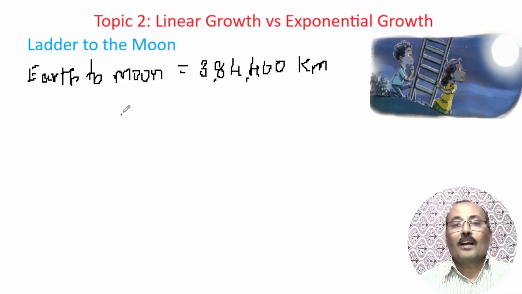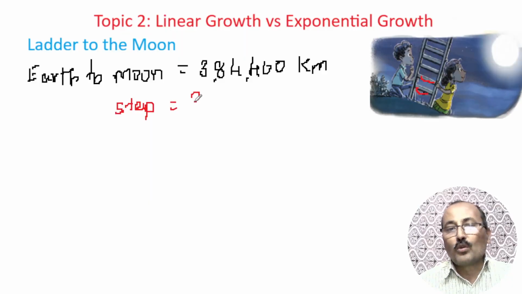Earth to moon they gave. Now, suppose this one step is there and another step on the ladder, how much gap will it be? In the book it is considered as 20. Yeah, let us consider the same thing. Okay, if you consider 20, what will happen? The gap between those two, for one step climbing, the distance covered for one step: one step is equal to 20 centimeter.